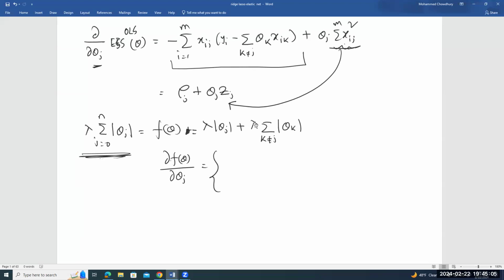Okay? So if you differentiate these things, then it should be lambda if theta j is greater than zero. Okay? And this part does not have a j, so this part will become zero, right? So that part only has the, because this part is divided into that two part. This part is divided into these two part. Right? Okay. And that one is equal to negative lambda if theta j is less than zero.